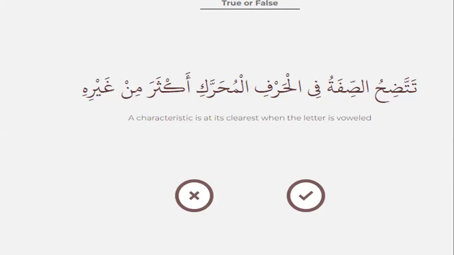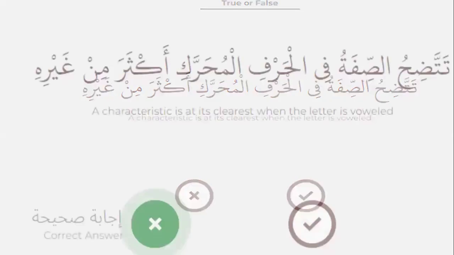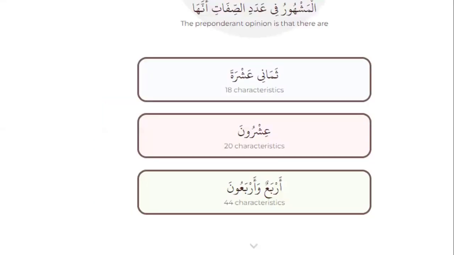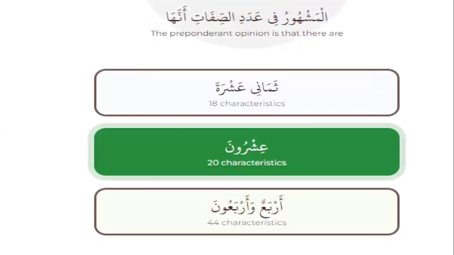A characteristic is at its clearest when the letter is vowel. Right or wrong? I think wrong. When the letter is mushaddad or saken, it's wrong. Yes, very good. Let's go to the second question. Choose the correct answer. The preponderant opinion is that there are how many characteristics? Which one is right? Yes, the second one, 20 characteristics.